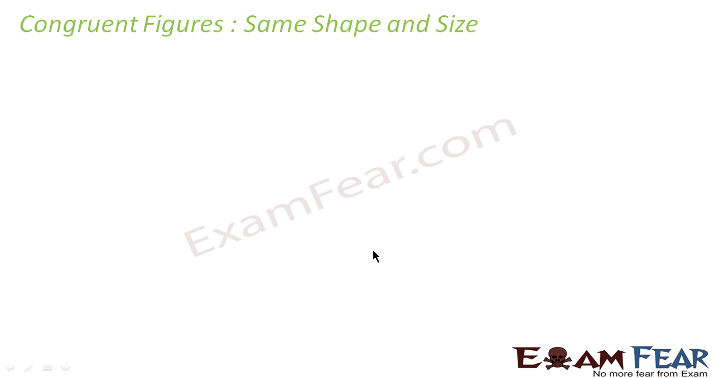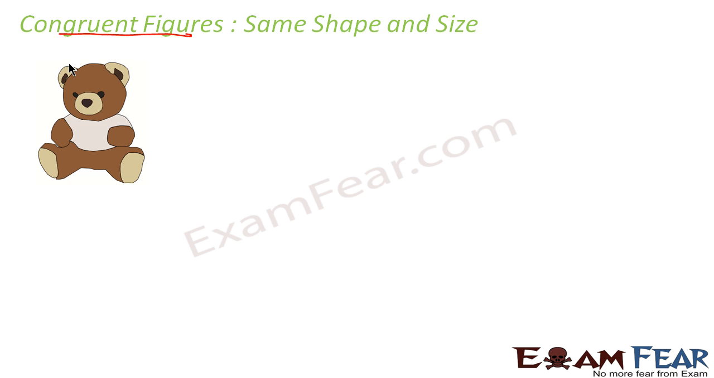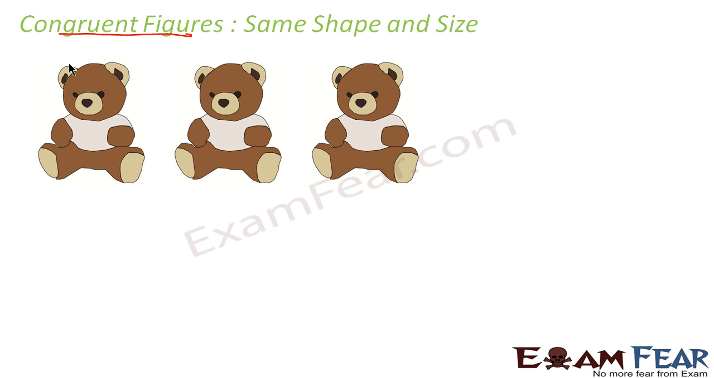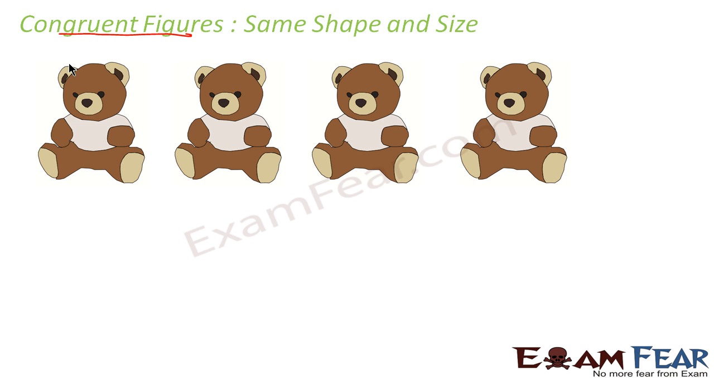We have one more concept in maths called congruent figures. In congruent figures, we have same shape and same size. For example, if you see this teddy, this teddy, this teddy, this teddy, all these teddy have same shape and same size, right? If you see the length and breadth, exactly matches. All have same shape and same size. They are called congruent figures.